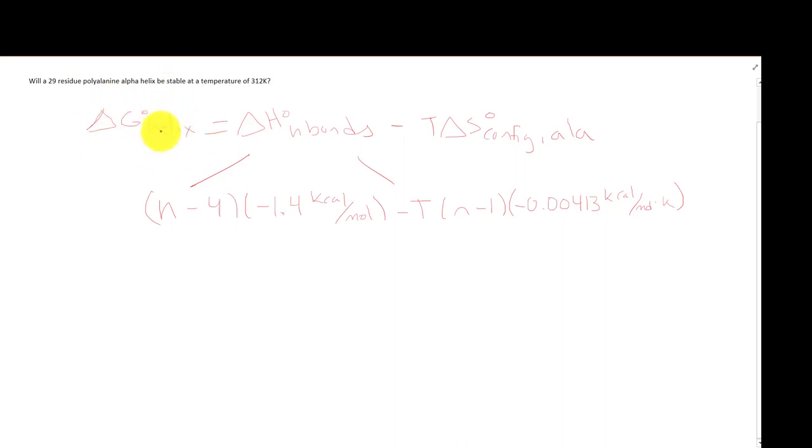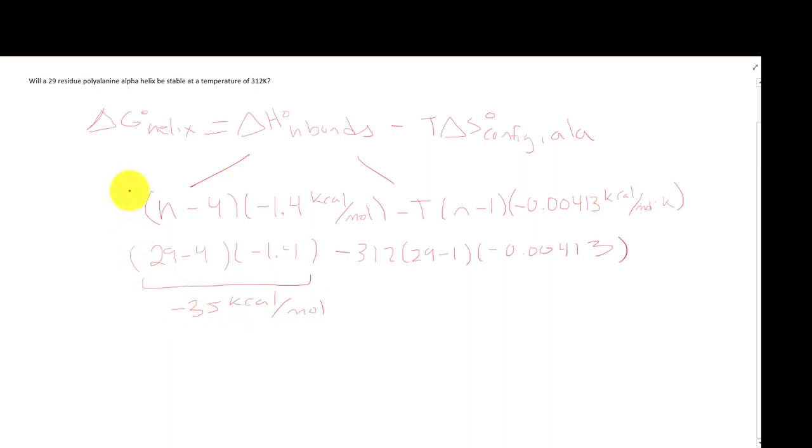Okay, so as long as delta G comes out negative, this will be a stable alpha helix. It'll be spontaneous to form a helix. If it is positive, it will not be a stable helix. It'll be a coil. Okay, so we can start plugging in. 29 minus 4 times negative 1.4 minus 312 times 29 minus 1 times negative 0.00413. We have 25 times 1.4. That is going to give us a grand total of 35 kcals per mole favorable.